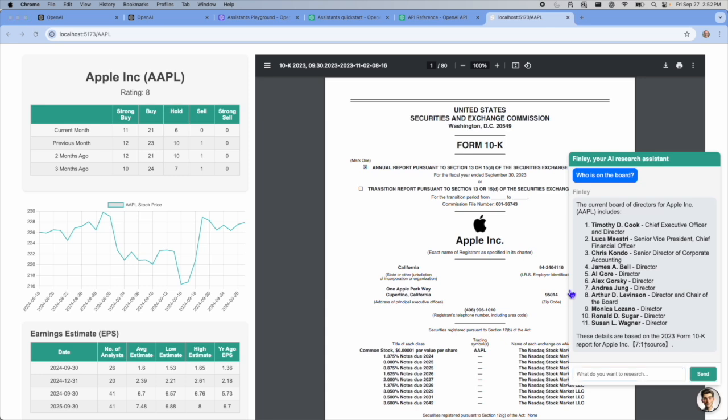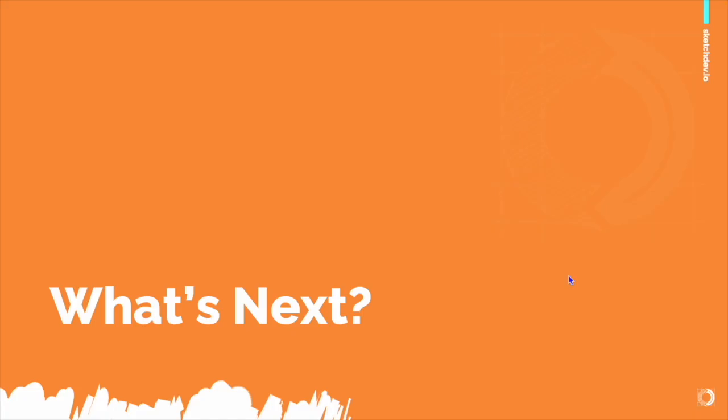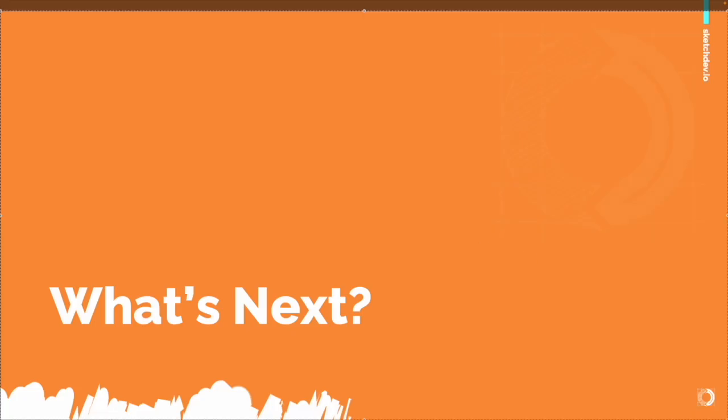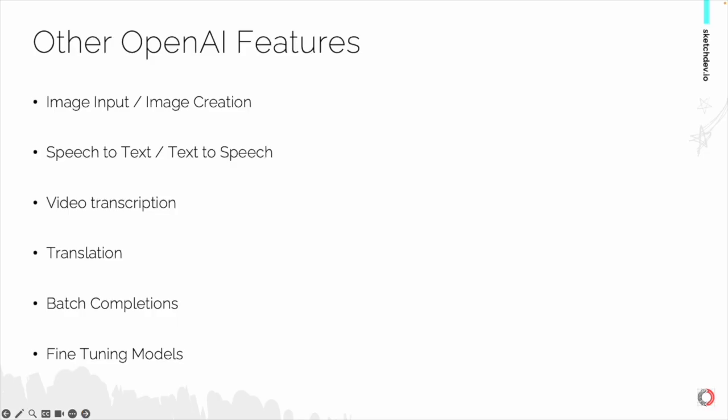All right. So that brings us to the end of the live demo. All right, so in the last 30 minutes or so, we've created an AI assistant, implemented file search, added function calling, and integrated it into an existing application. That's just kind of scratching the surface with what you can do with OpenAI. There's a bunch of other features that we didn't get a chance to talk about or even look at.